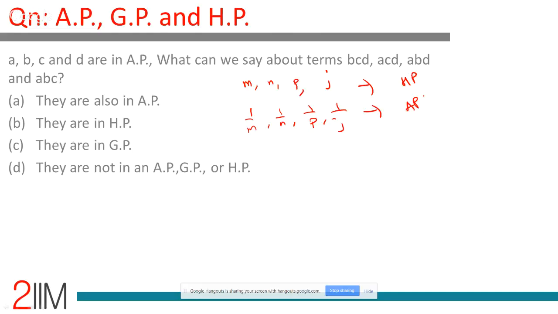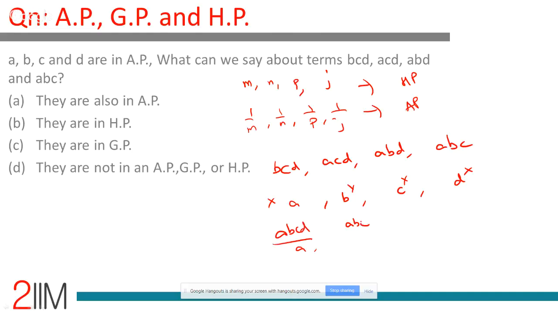Let's think about this. We're talking about BCD, ACD, ABD, and ABC. From ABCD, here A is missing, here B is missing, here C is missing, here D is missing. Or we can think of this as ABCD by A, ABCD by B, ABCD by C, ABCD by D.